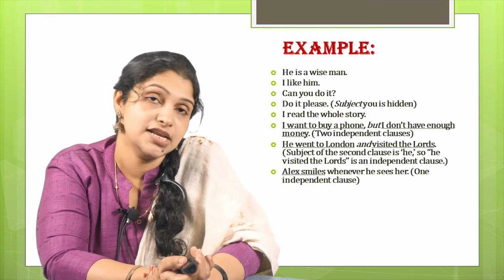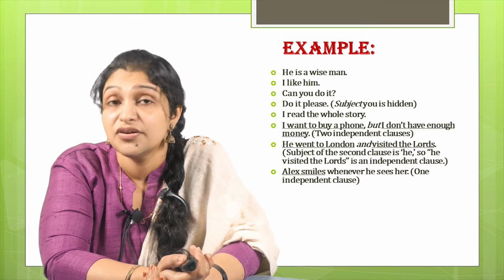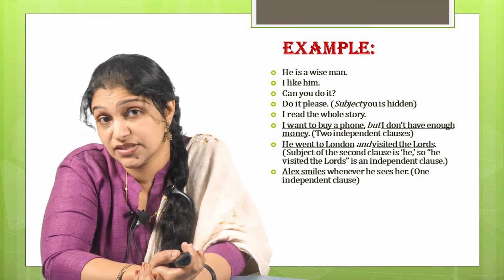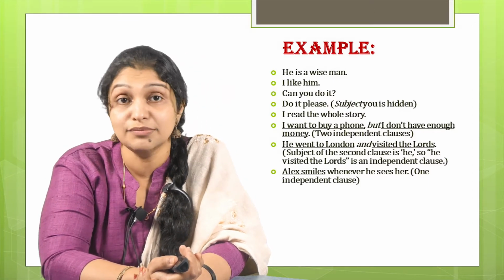Okay. Example, he is a wise man. It's a clause. It's an independent clause. It stands on its own. It has got a subject. It has got a verb. It completes a thought. He is a wise man. I like him. It's a clause. But of course, it's a complete sentence.